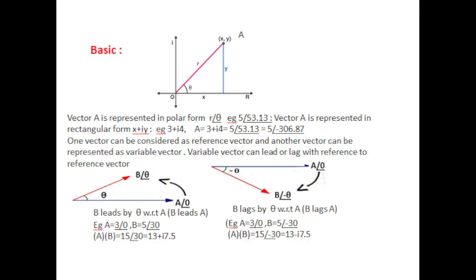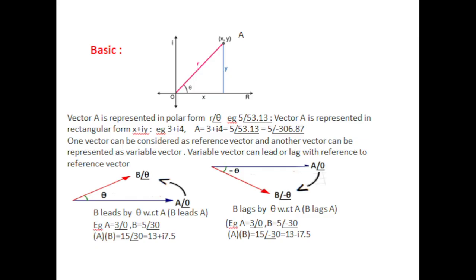Basic. Refer to the figure. Vector A is represented in polar form as magnitude angle theta. Example, 5 angle 53.13. Vector A is represented in rectangular form as x plus iy. Example, 3 plus i4. So, vector A equal to 3 plus i4 equal to 5 angle 53.13 equal to 5 angle minus 306.87.